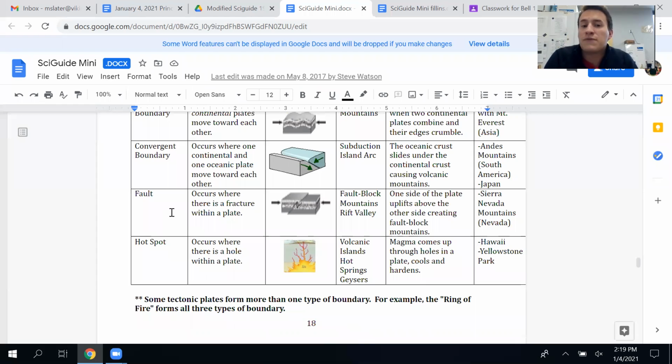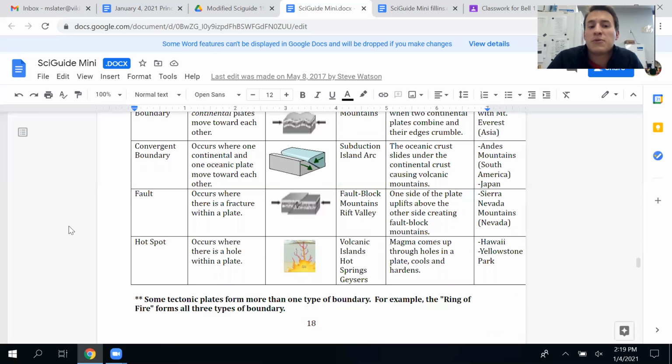The next thing we have is a fault. This occurs where there is a fracture within a plate. This is when a singular plate, something happens and a fracture is caused. Fault block mountain ranges or rift valleys are different things that are caused by these faulting areas within a plate. An example of this would be the Sierra Nevada mountains.